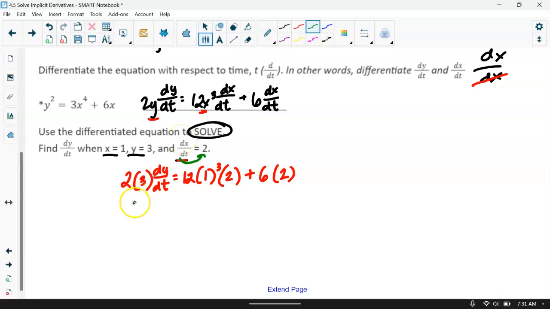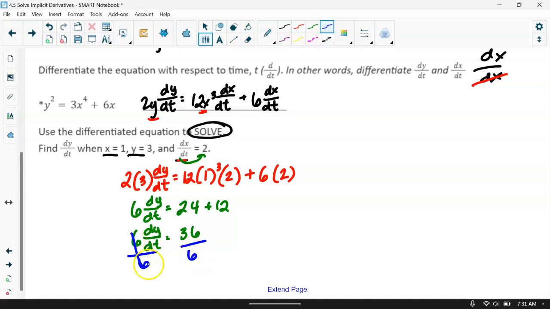Now let's simplify. This is 6 times dy/dt, which is equal to 24 from 12 times 1 times 2, plus 12. So really we've got 6 times dy/dt is equal to 36. Now to solve, we're multiplying by 6, so divide by 6. So that means here the derivative of y with respect to time is 6. You're given one derivative, we're solving for the other.